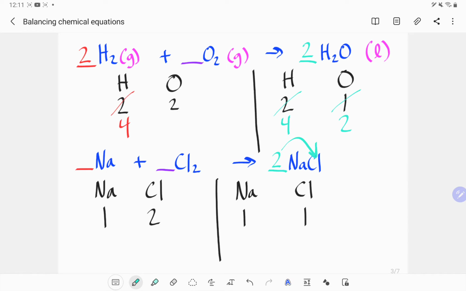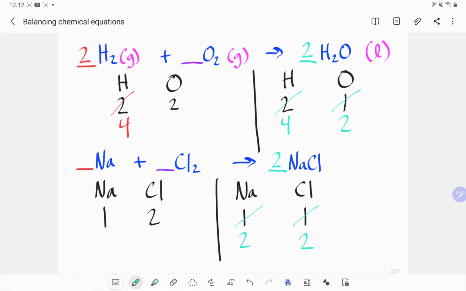2 total chlorines. And whenever I write a number on one side of the equation, for that entire side of the equation, I need to recalculate how many of each element that I have. So now I have 2 sodiums and 2 chlorines. So let's write that down. Instead of 1, I now have 2 sodiums. And I also have 2 chlorines.